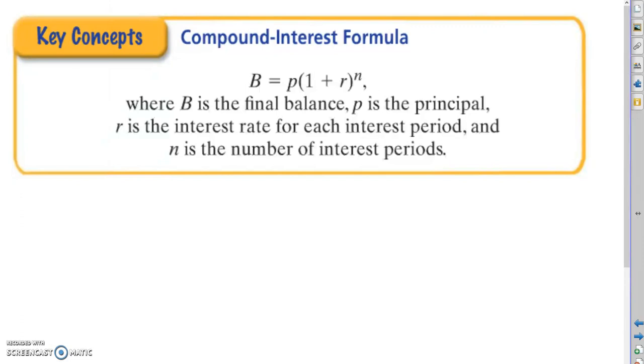R is your interest rate. Remember, your interest rate has to be written as a decimal. So if it's 1%, change it to a decimal, 0.01. If it's 0.9%, then you've got to change it to a decimal, 0.009. Let's see. N is the number of interest periods, so the number of times they're going to pay you interest.